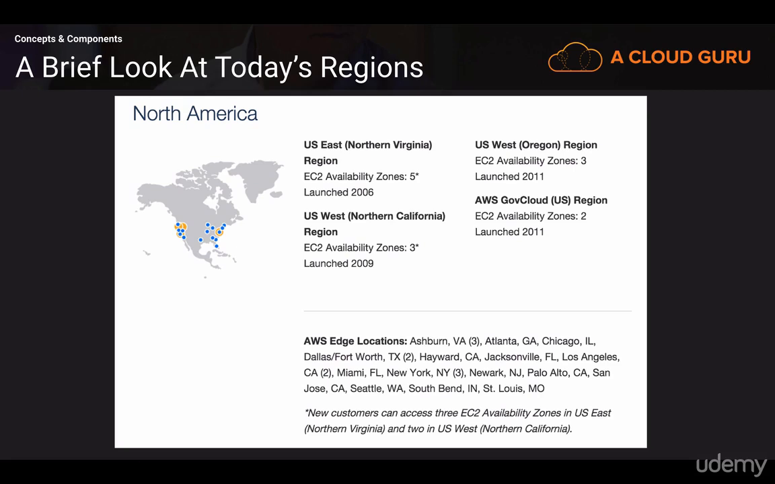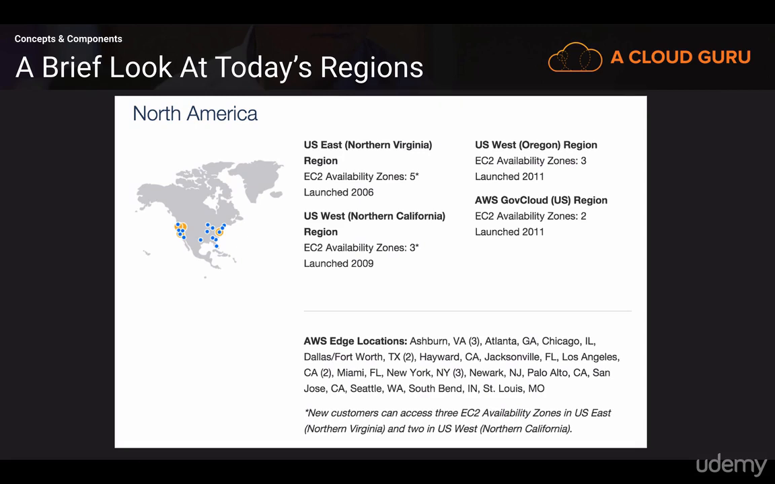Each region consists of a number of different availability zones. If you remember, we would always have 2, but there's no upper limit as to the number of availability zones. US East has 5, whereas US West has 3, and GovCloud has 2 currently. You also notice that there are a number of different edge locations, and these edge locations are all over the US. We've got some in Ashburn, Virginia, Atlanta, Chicago, Seattle, St.